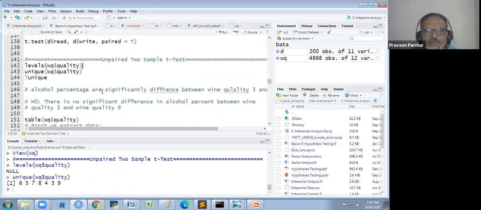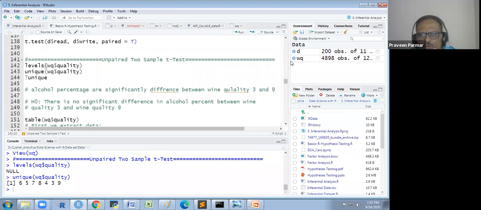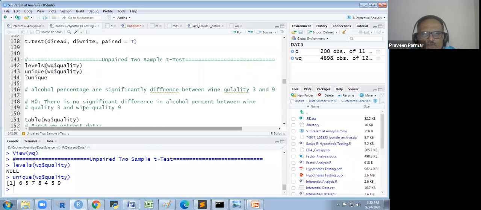Are the alcohol percentages significantly different between wine quality 3 and wine quality 9? We have to check it. For this, we are taking a null hypothesis: there is no significant difference in alcohol percent between wine quality 3 and wine quality 9.